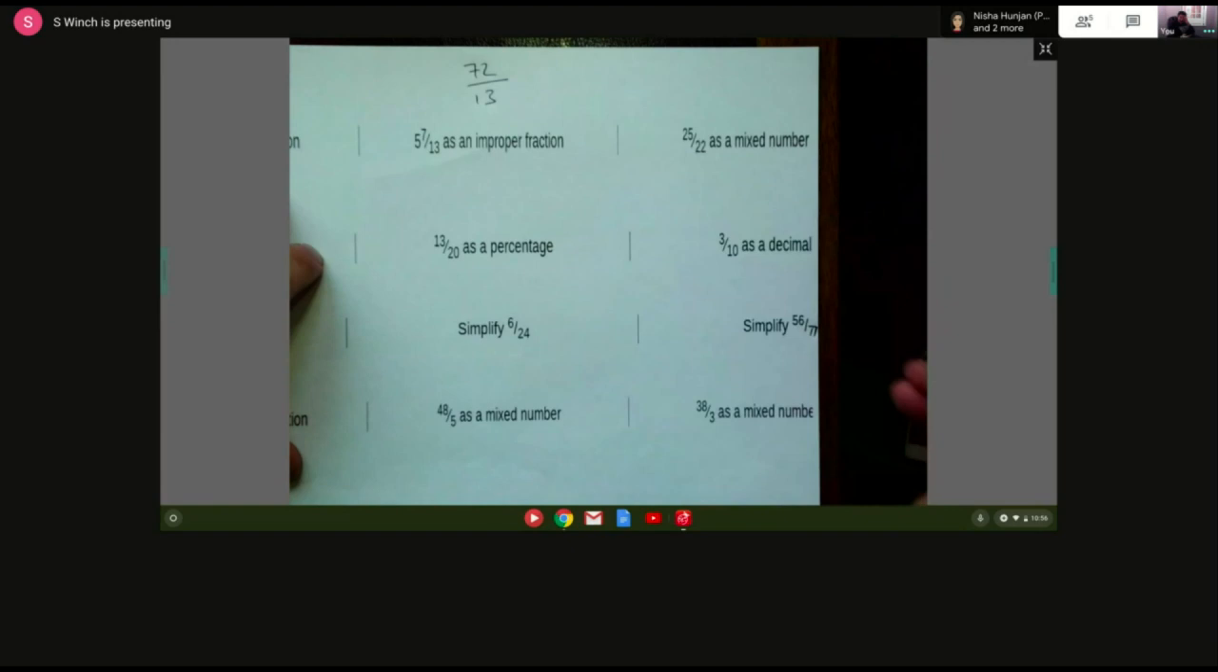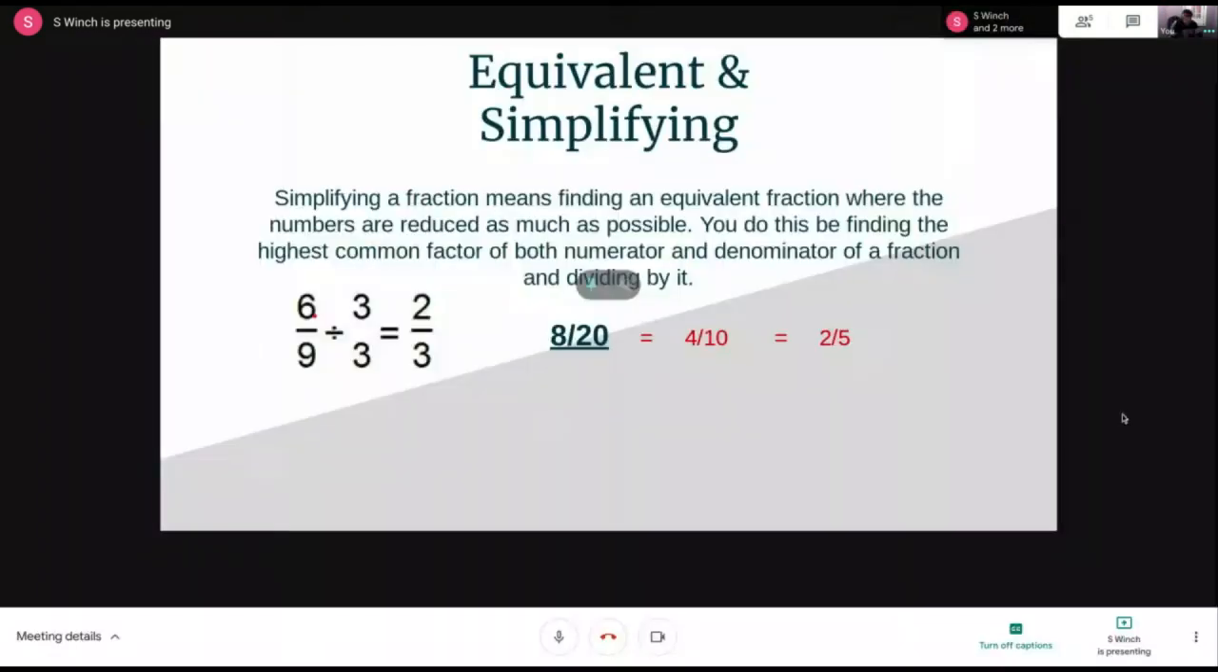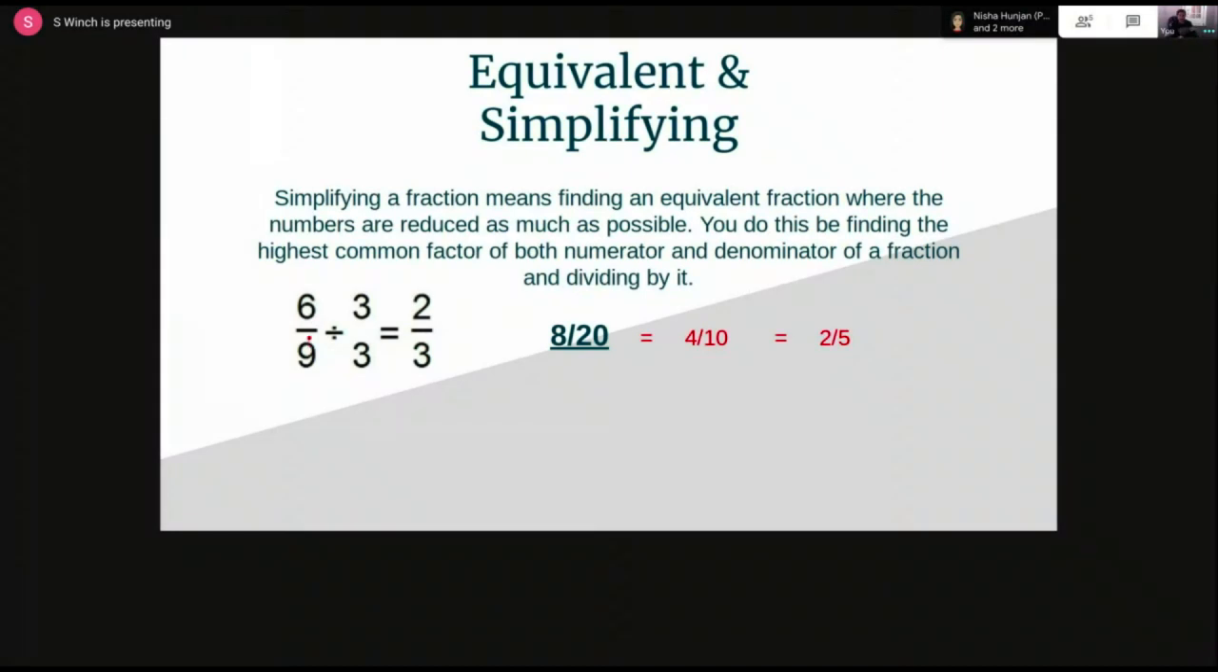Now, looking at equivalent fractions, 2 does go into 6, but 2 doesn't go into 9. However, 3 does go into 6, and 3 also goes into 9. So I can divide both the numerator and the denominator by 3 to give us 2 over 3. So that would be in the simplest form. And also 2 over 3 is an equivalent fraction of 6 over 9. 8 over 20, you could simplify to 4 over 10.